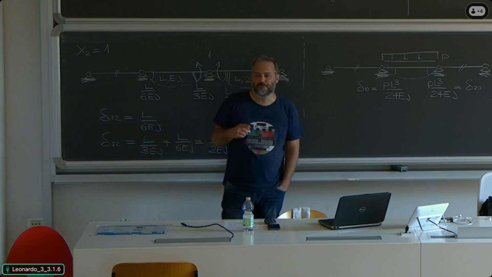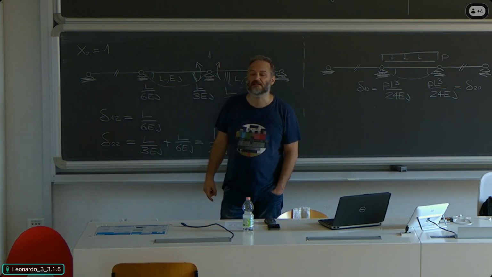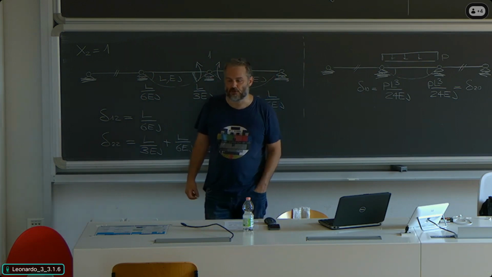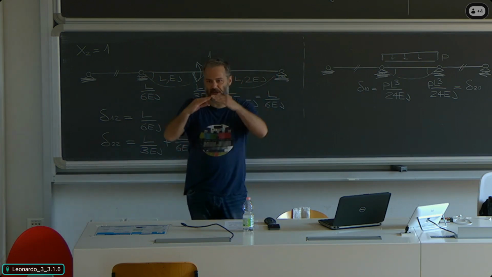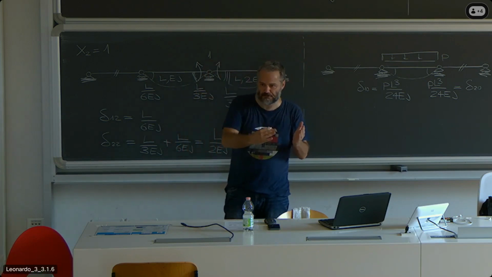In other words, we allowed so far relative rotations to take place. Now we want to make these relative rotations 0. We do not want kinks between adjacent spans. That's the essence of continuous beams.